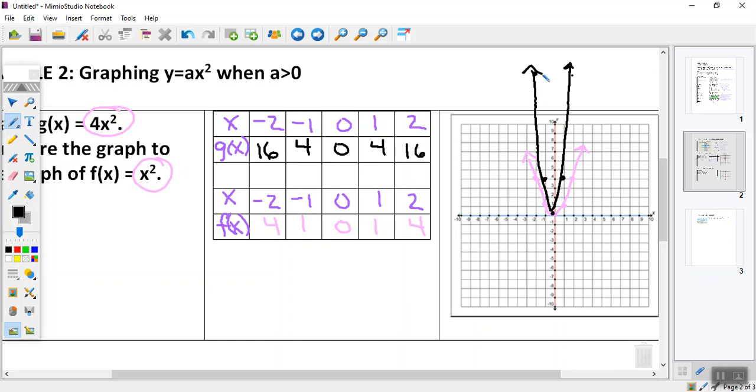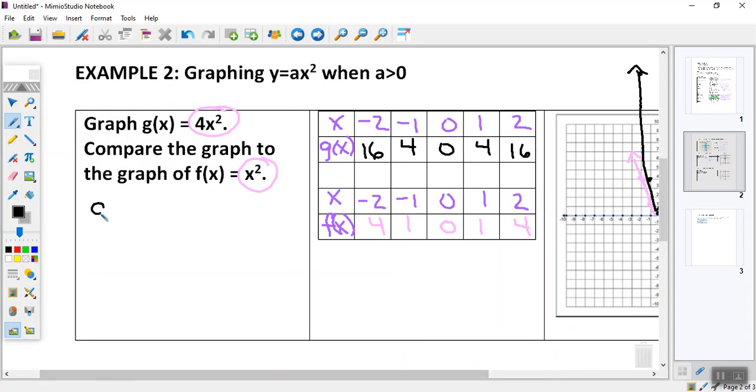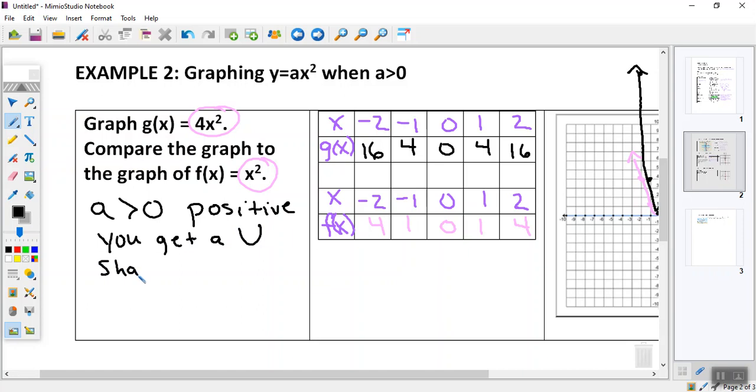So what ends up happening is this, kids. A couple of things I want you to write down, and this is going to be a big note, okay? If a is greater than 0, which means positive, right? A is positive. You will always get a U shape. Now, 2 things that I want you to write down, and this is going to be very important here, all right? In red, 2 bullets right here.